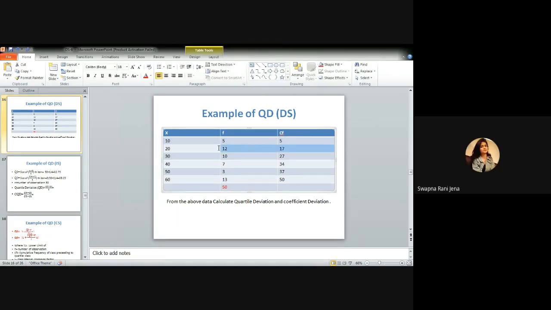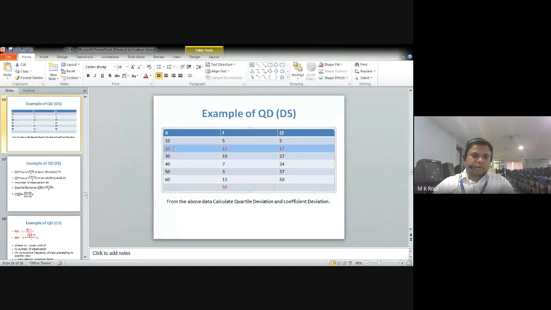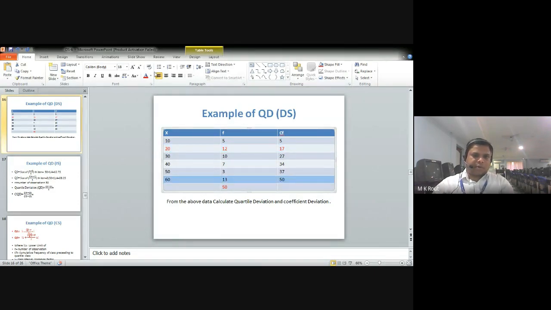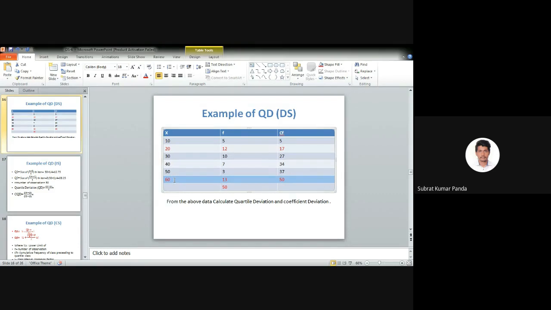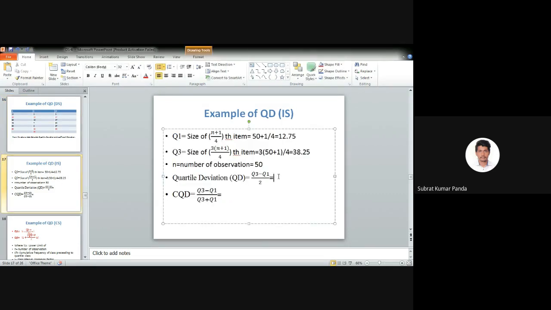20, sir. Your Q1 value is 20. Similarly, the next one is 38.25. The 38.25 is lying between 60. Q3 value is 60. Okay. The next, calculate 60 minus 20. 20 is the answer, sir.